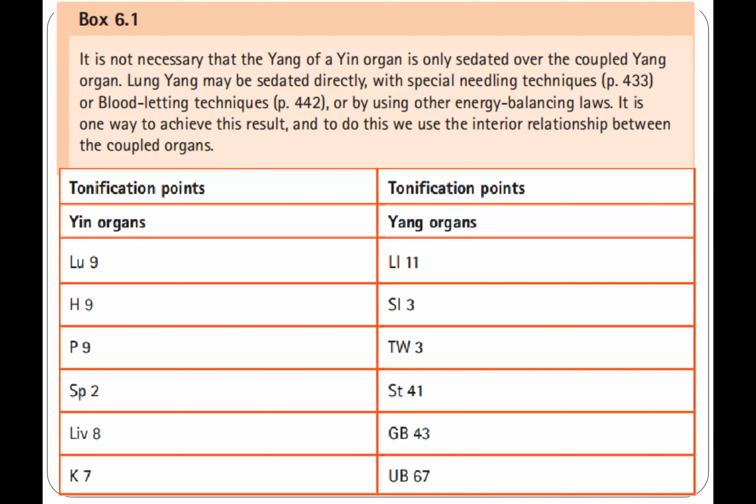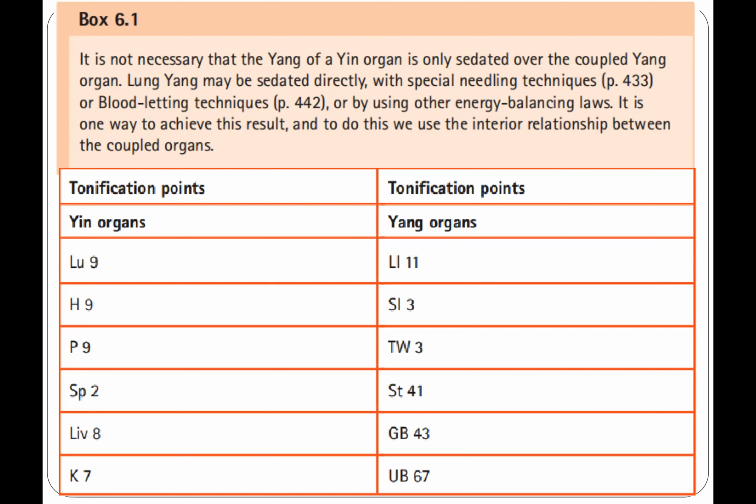So, it is not necessary that the yang of the yin organ is only sedated through the coupled yang organ. For example, if the yang of the lung is high, meaning the heat of the lung is elevated, you can sedate it directly with special needling techniques or bloodletting techniques. You can do that, right? The one where you make it bleed. Or by using other energy balancing laws. It is the way to achieve the result. To do this, we use the interior relationship between the coupled organs.